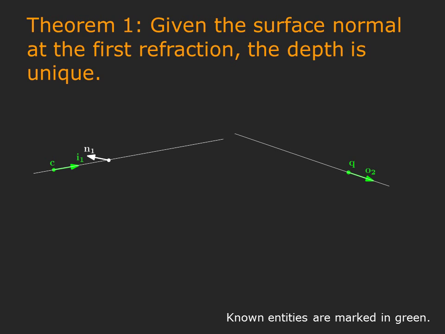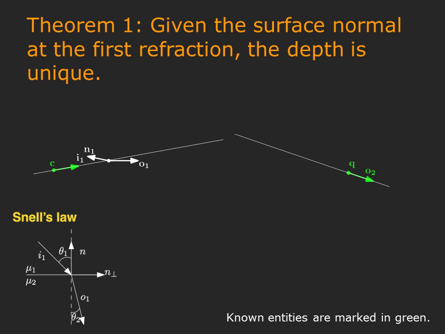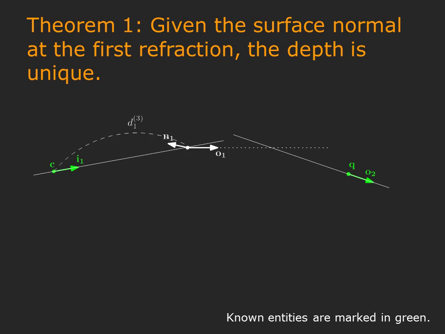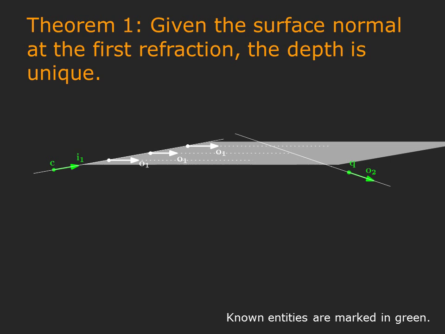Assume that we know the surface normal n1 at the first refraction. By Snell's law, we know how the light ray changes its direction after refraction. That is, we know O1. However, we do not know where the first refraction happens. Therefore, we can hypothesize different values of the depth, for example D11 or D12 or D13. If we collect all these hypotheses, we can observe that all possible light rays after the first refraction sweep through a plane.